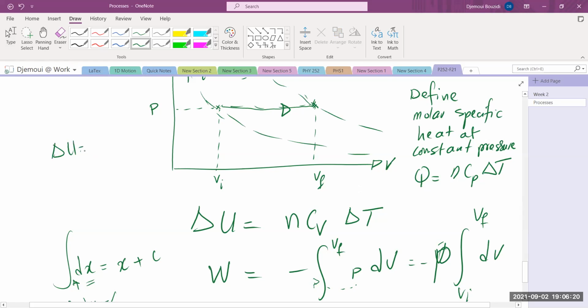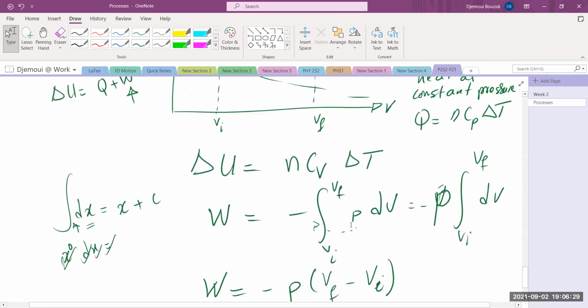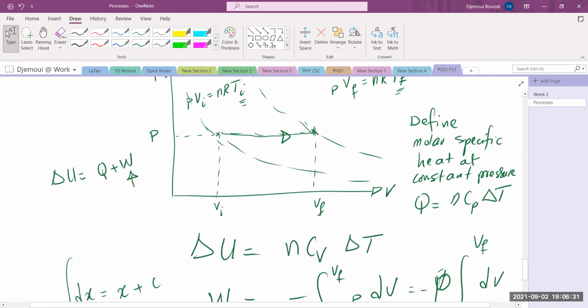So here is the deal. Delta U went up, which is equal to Q plus W. And this W is actually a negative number from here. You can clearly see it's a negative number. So Q also must be bigger than W by just the right amount.